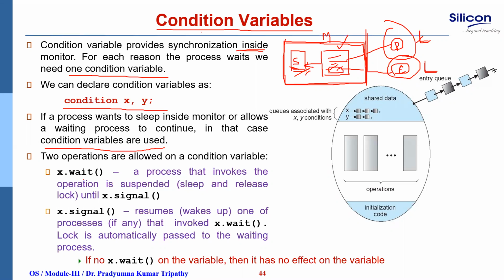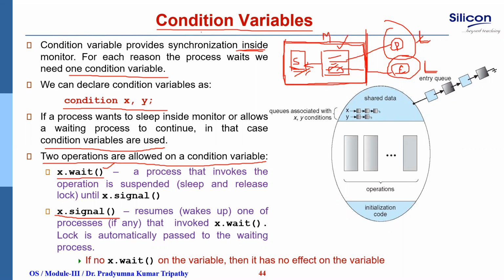What is a condition variable? There are two operations allowed on a condition variable: condition variable dot wait or condition variable dot signal. If I write the wait function, what will happen? A process that invokes the operation is suspended. Whoever is invoking x dot wait, suppose a particular consumer or producer, that process is suspended.